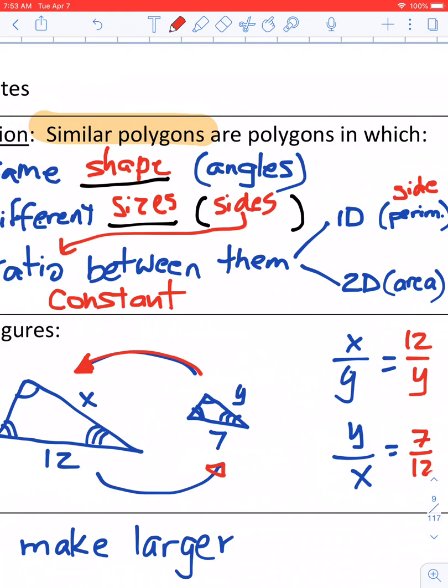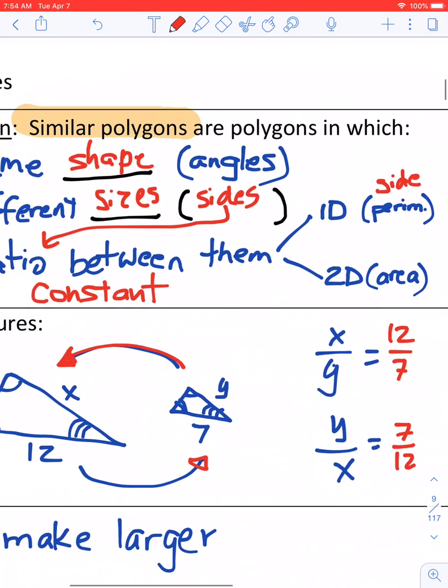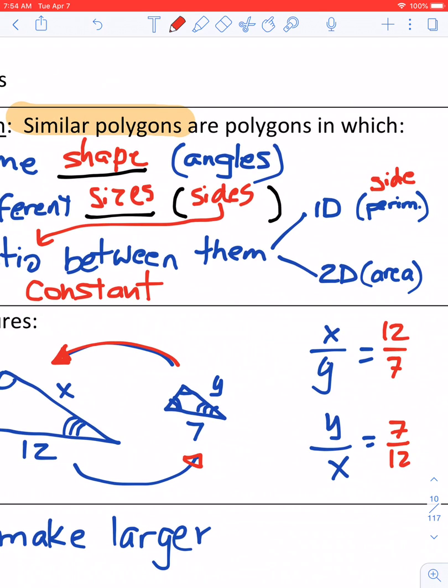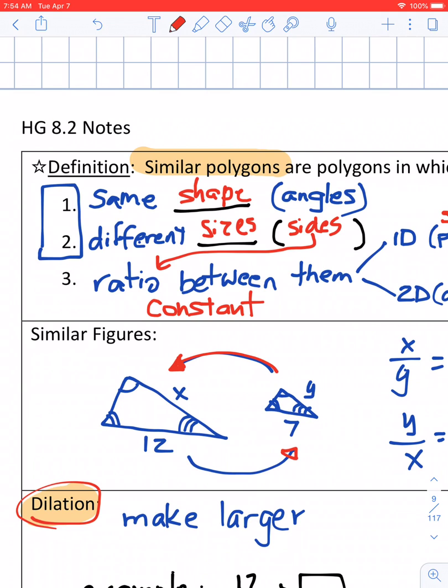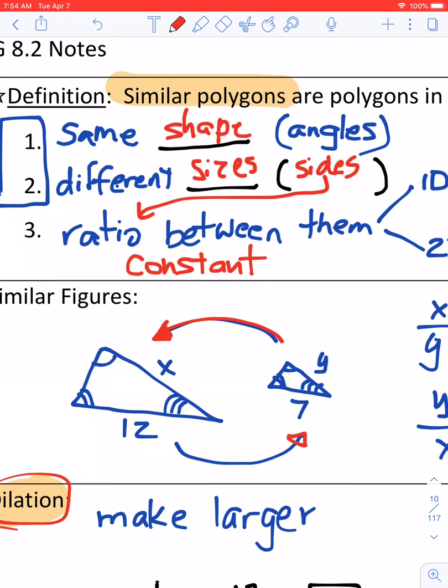Whoops. Sorry about that, 12 sevenths. If we're going from y is to x, if that's the ratio, then notice the y is smaller than the x, therefore we have 7/12. So keep in mind there's two different ways to interpret that. If there's no indication in the problem, you can assume it's going left to right. So this would be the default direction.